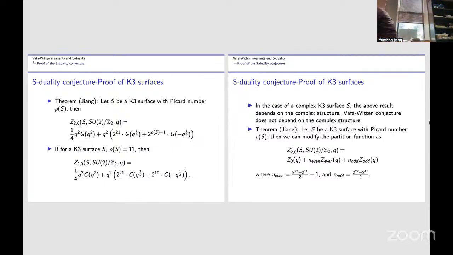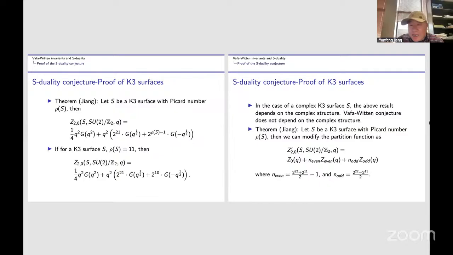So in Vafa-Witten's paper, actually for this H2S mu2, right? And as I said, from the lattice theory, they have three classes: the trivial classes, the even classes, and the odd classes. And you can calculate how many even, how many odd.